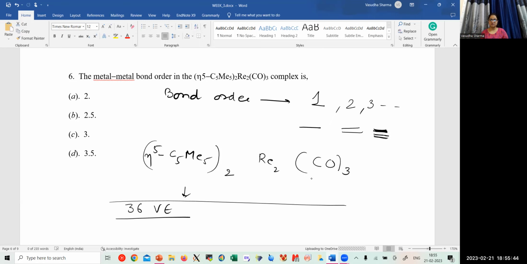5 electrons from C5Me5 into 2. Rhenium will give you 7 electrons, so 7 into 2. Carbonyl, whether it is in bridging form or terminal, its total count is 2. So 2 into 3, it should be 36, but we are missing here the number of metal-metal bonds. So X, we take it as the metal-metal bond order.